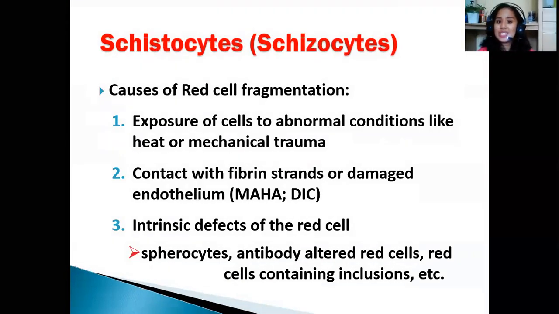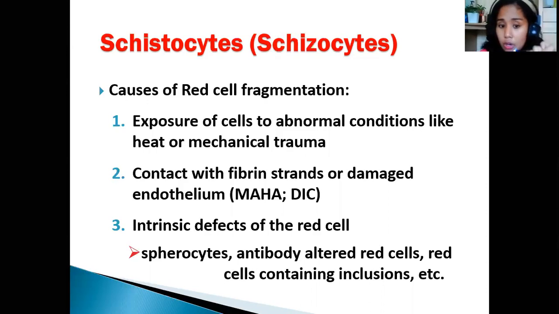Next class, schistocytes. Schistocytes are fragmented red blood cells. The causes of these ones are mechanical trauma, pwedeng heat rin, like your spherocytes. We have next, contact with fibrin strands or damaged endothelium. So, fibrin strands, class, are strands from clotting. So, yan, may mga fibrin strands. So, yung red blood cell, class, bumangga in contact with fibrin strands at napira-piraso siya. So, it can produce schistocytes.